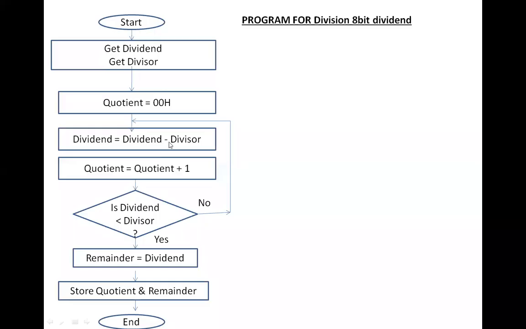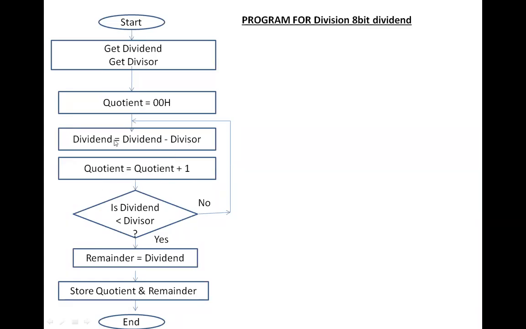And the result, if you know the division, you know the quotient value will be 2 and the remainder value will be 0. So dividend is equal to dividend minus divisor, and then quotient will be equal to quotient plus 1, because it has been divided, it has been subtracted once.